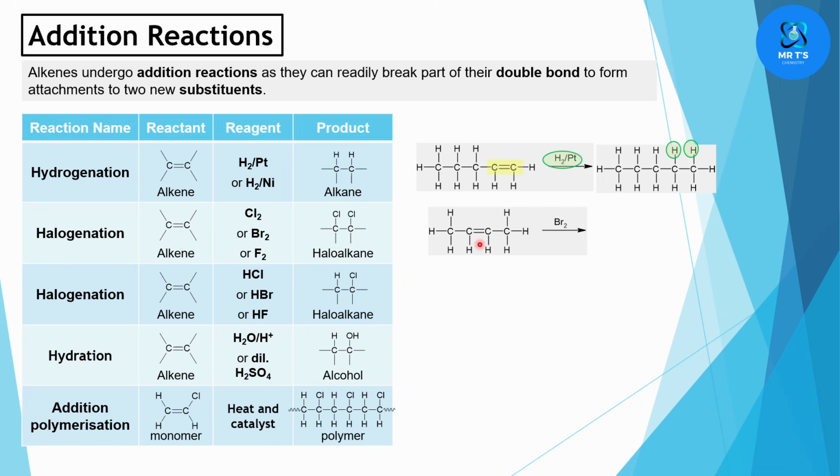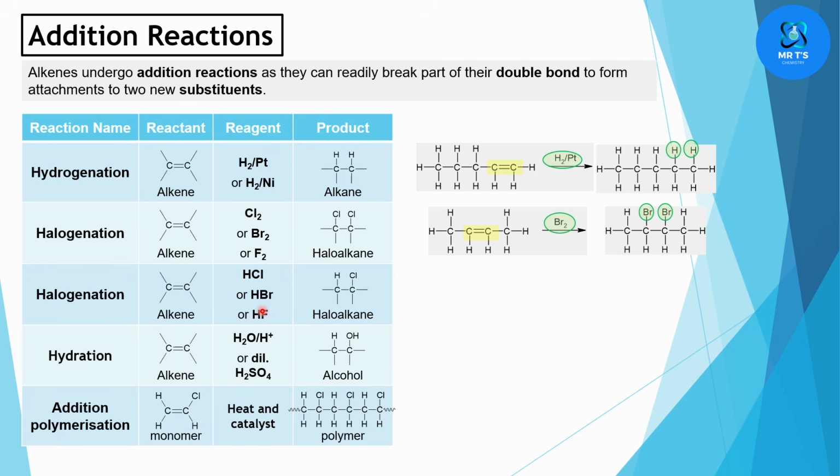Remember, again, the double bond is going to break between the two carbons, and that's where we're going to attach them. Now, we don't have a catalyst with the bromine, they're quite reactive, so it will break this double bond, and we will add one bromine atom each to where the double bond was broken, and there we get. And here we get a haloalkane, and of course this is going to be called 2,3-dibromobutane.